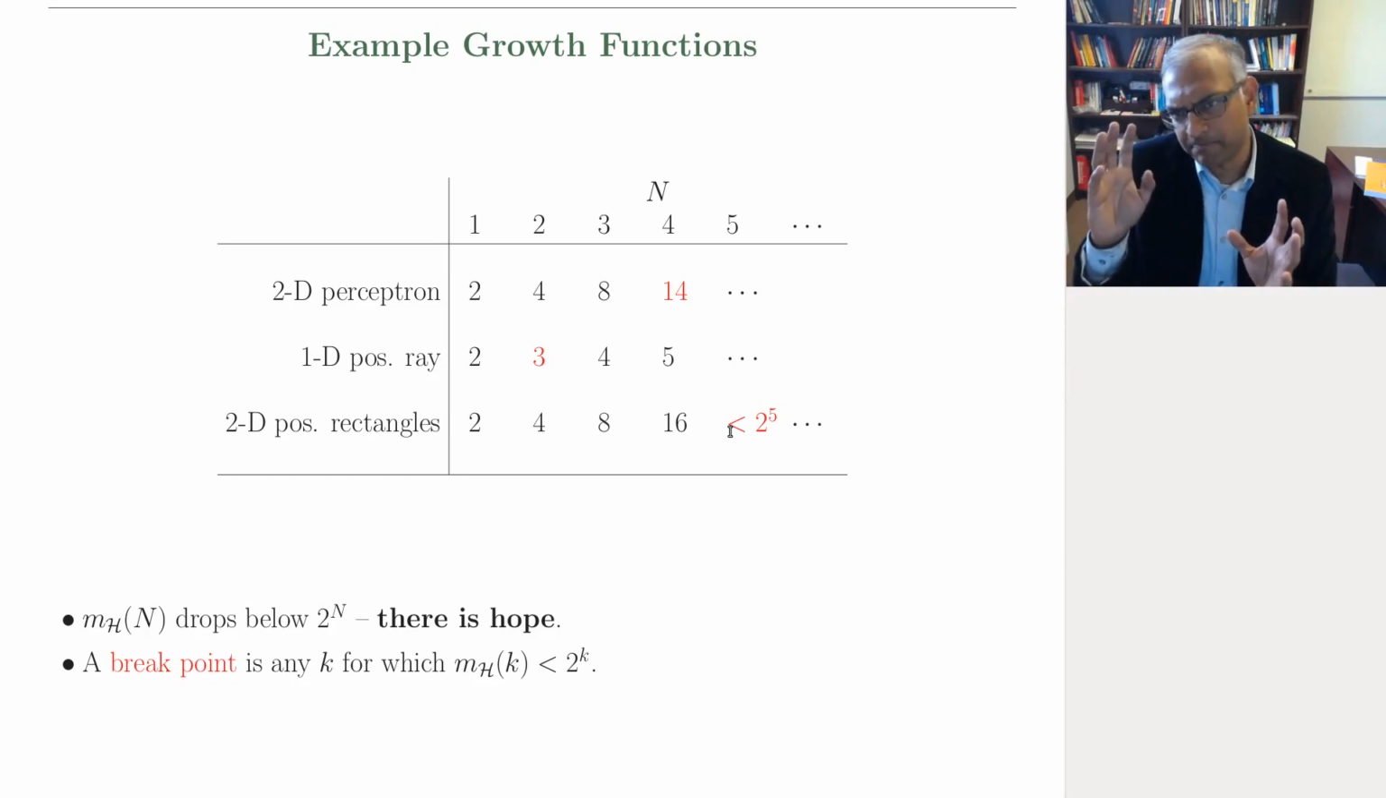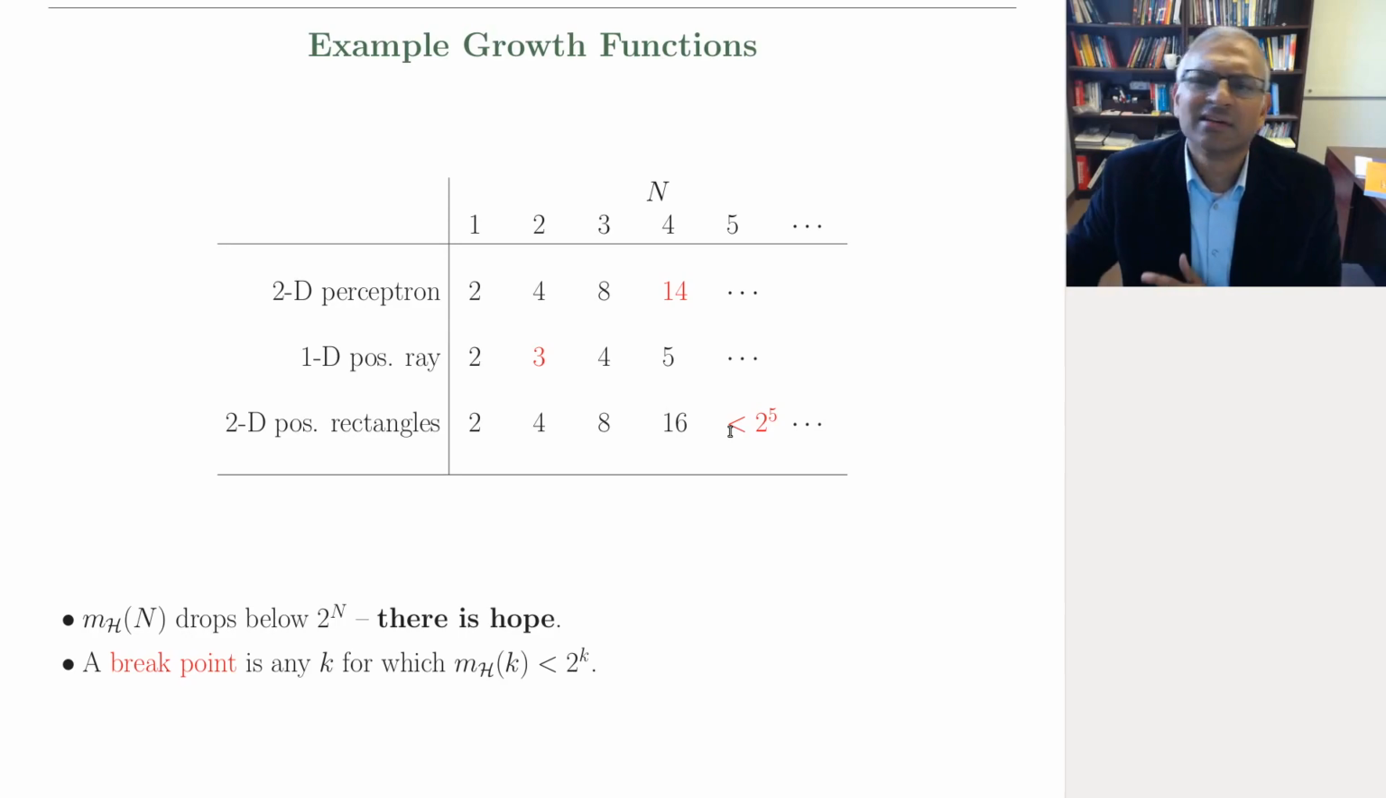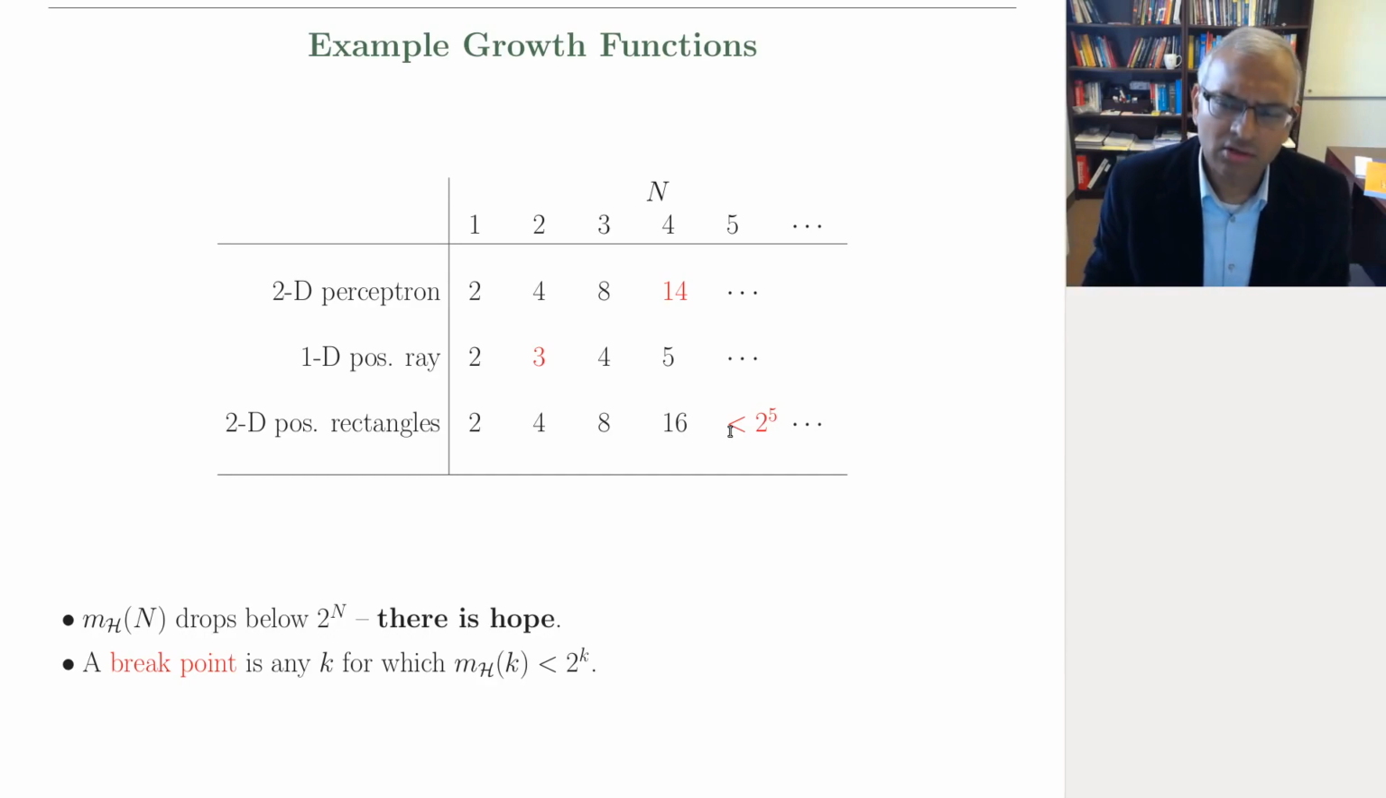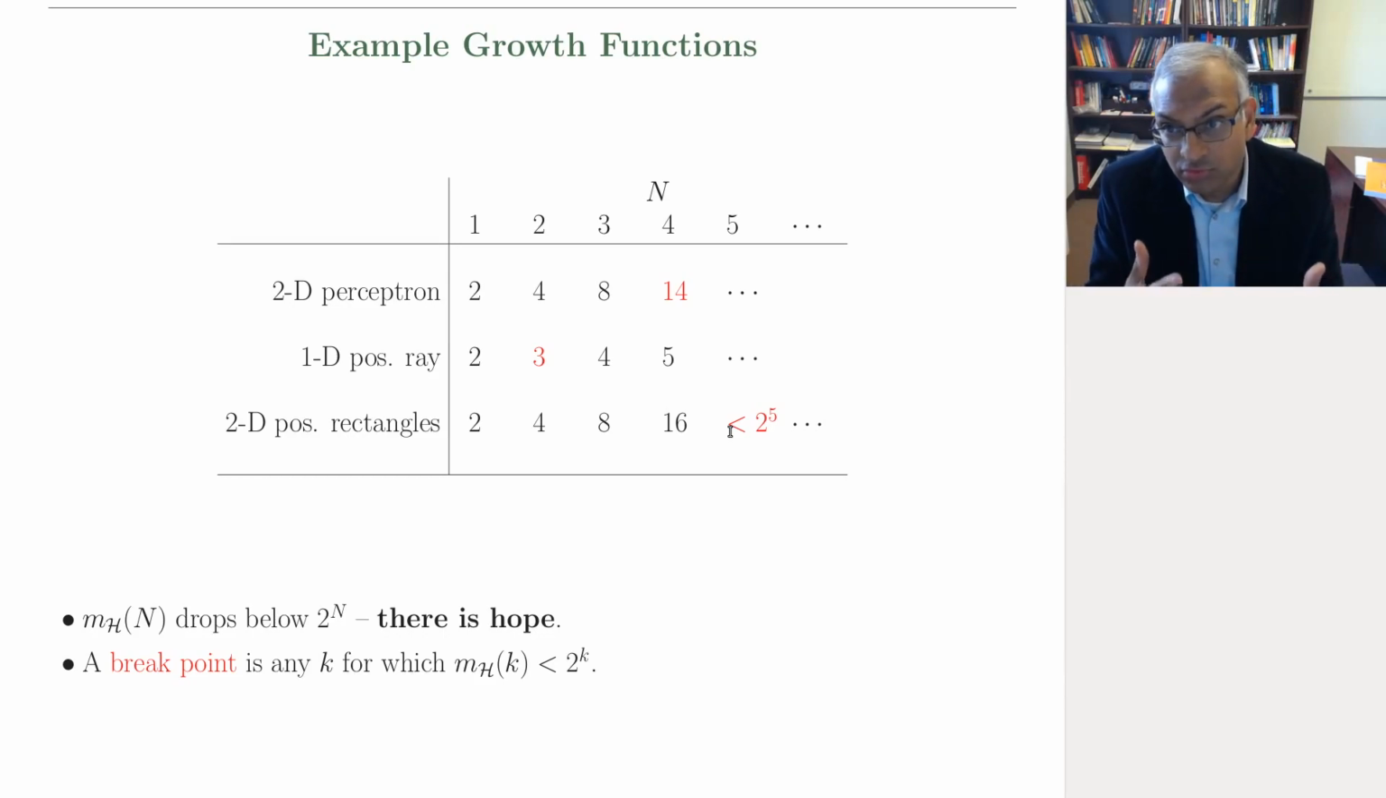So this trivial bound of 2 to the n, these hypothesis sets that we consider can't achieve that. They cannot classify a typical data set of size n, if n is large enough, in all possible 2 to the n ways. So there is hope that these hypothesis sets, when viewed through data sets, are not exponentially complex. They may be polynomially complex.